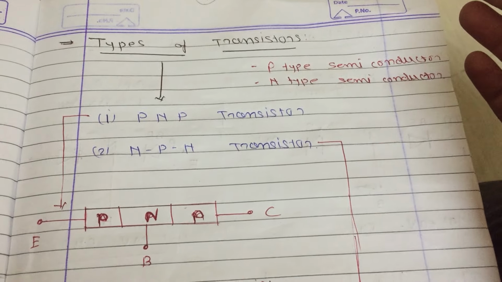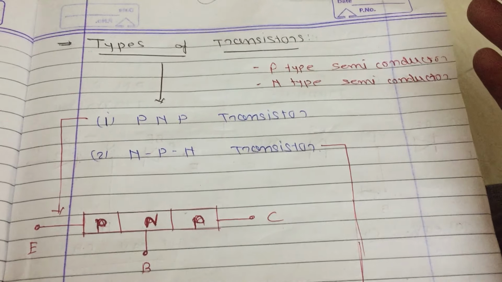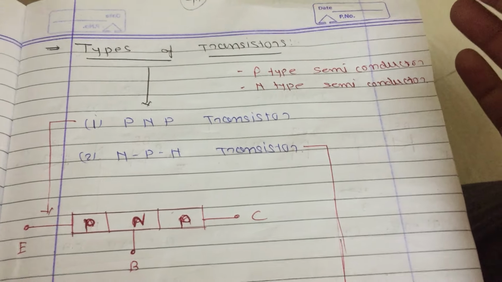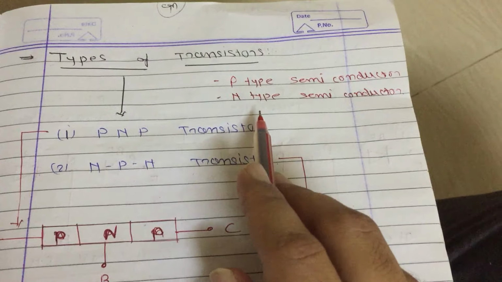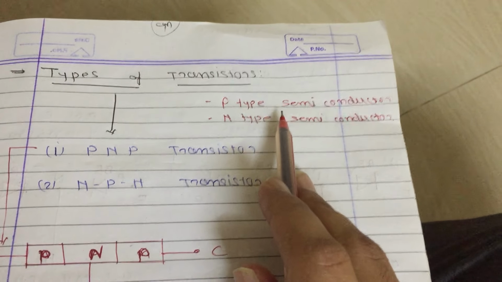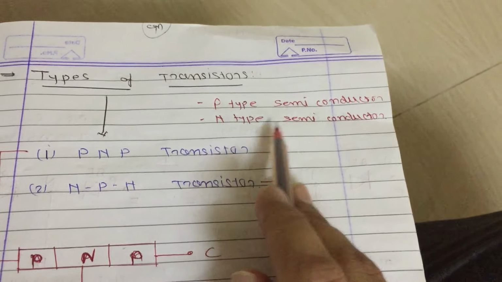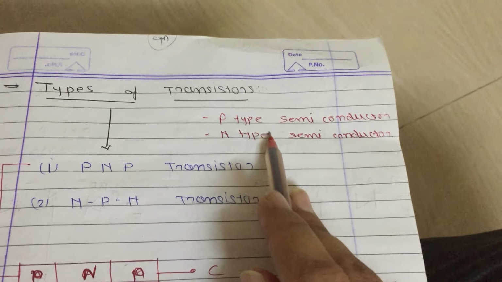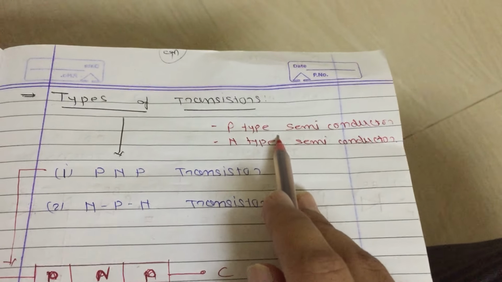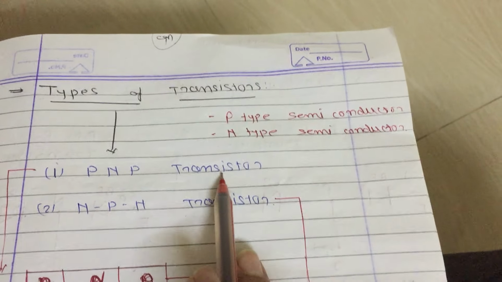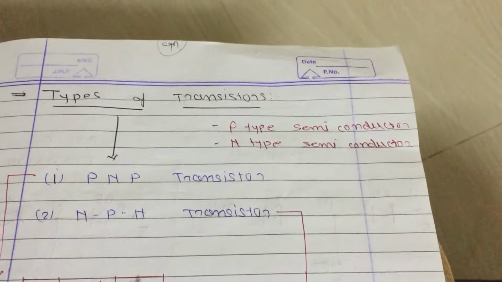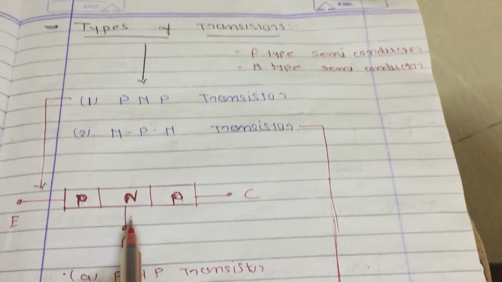In the previous lecture we studied the basic introduction of BJT. Now we will study the types of transistor. You know that two types of semiconductors are available, p-type semiconductors and n-type semiconductors. By combining these two types of semiconductors, we can construct two types of transistor, PNP transistor and NPN transistor. First of all we will study the PNP transistor.